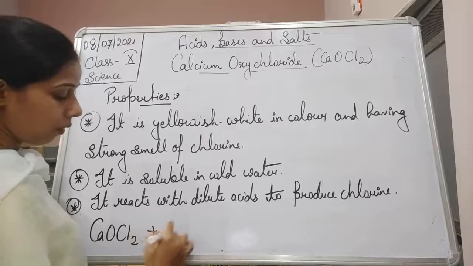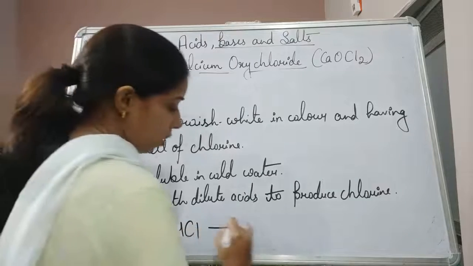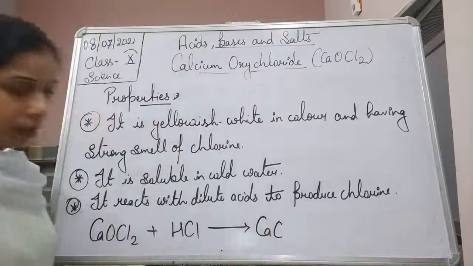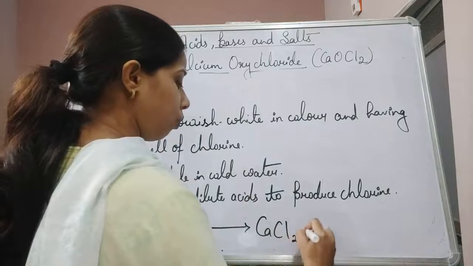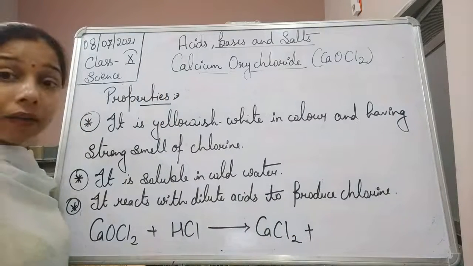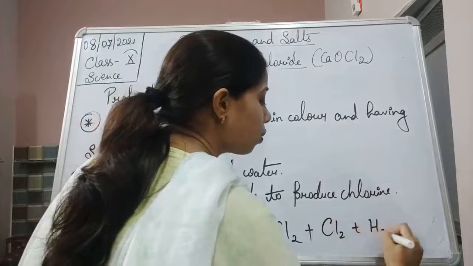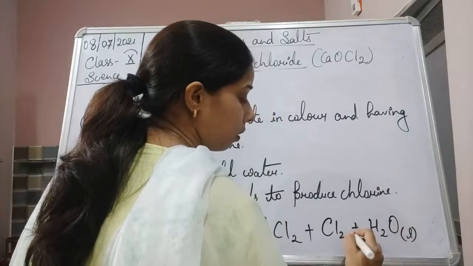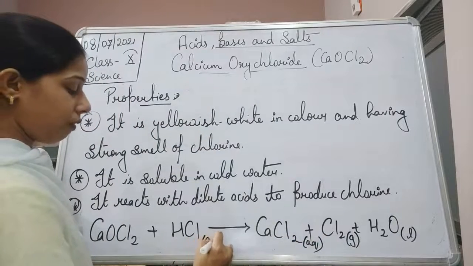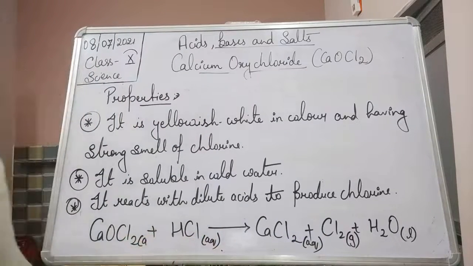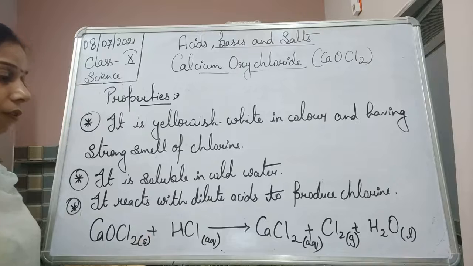CaOCl2 reacts with hydrochloric acid HCl, then there will be formation of CaCl2 plus H2O and Cl2. So Cl2 plus H2O is released. Water is a liquid, this one is a gas. This is in the form of aqueous, this is also in the form of aqueous, and this is also in the form of a solid. It is in the form of a solid.